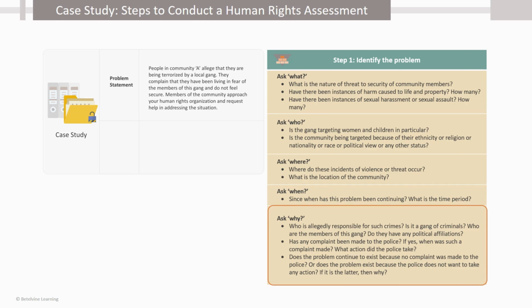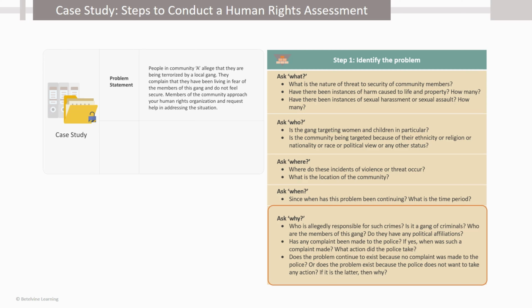5. Why? Who is allegedly responsible for such crimes? Is it a gang of criminals? Who are the members of this gang? Do they have any political affiliations? Has any complaint been made to the police? If yes, when was such a complaint made? What actions did the police take?